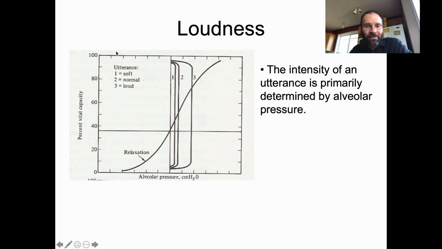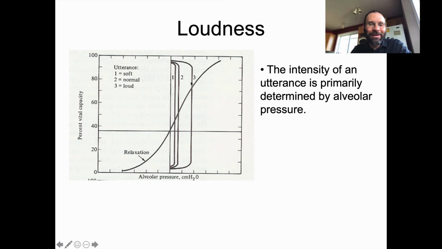So hopefully this isn't too hard to understand, but the more pressure inside your lungs, the faster air is going to flow out, the more intensity you get when you're speaking. So this is, again, looking at the air pressure in the outside world. This is the alveolar pressure for, say, a soft utterance or a not so loud utterance. 2 is somewhere in the middle. There's more of a distinction between the outside air pressure and the alveolar pressure. And 3 is for a really loud utterance.